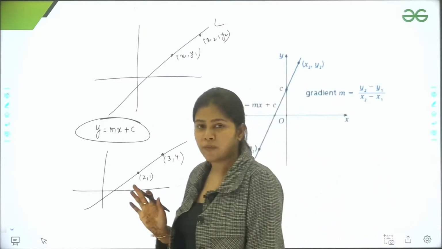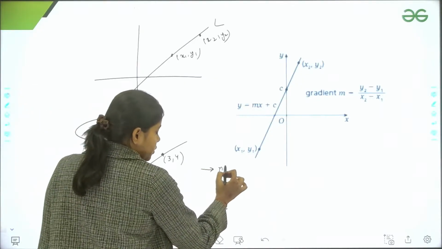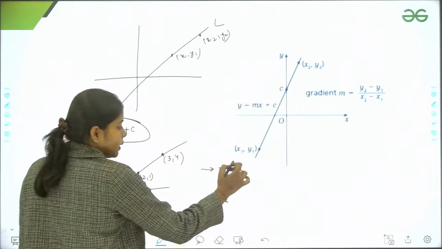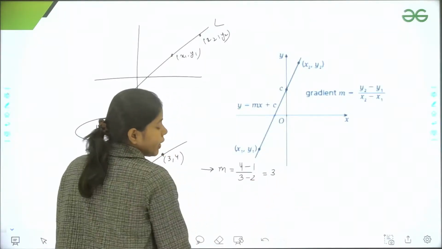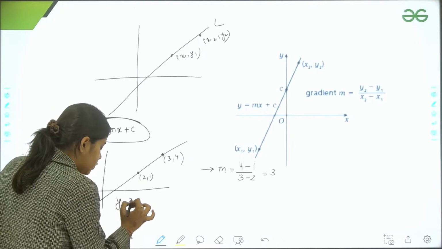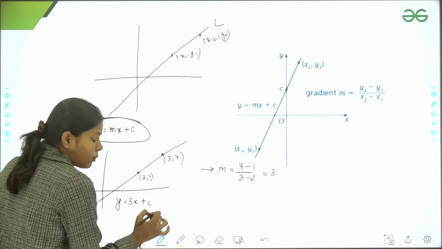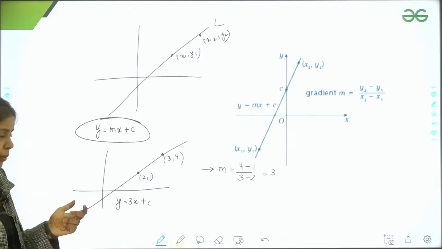So first of all, I'll find the slope of the line. What would be the slope of the line here? The slope would be (4 minus 1) divided by (3 minus 2), so I get that the slope of the line is 3. So can I say that the equation of the line here would become y = 3x + c? But now the question is, what would be the value of c here?